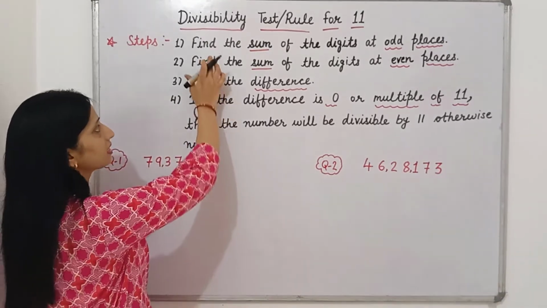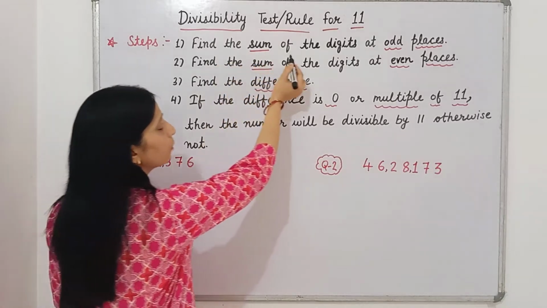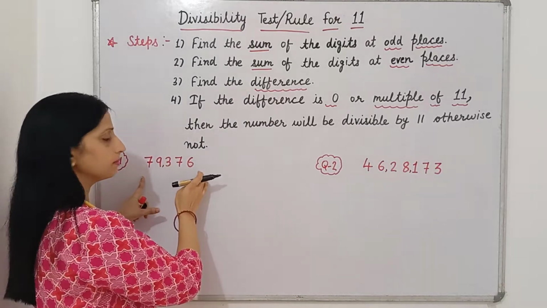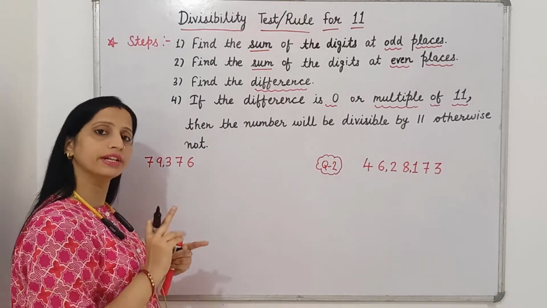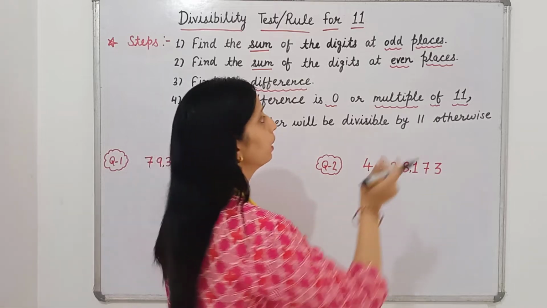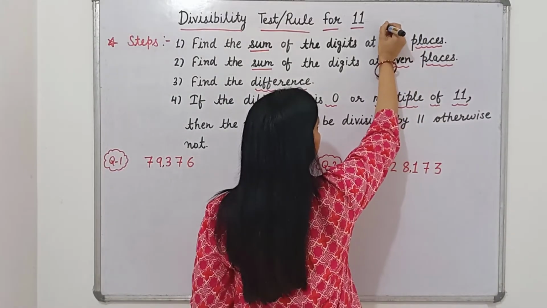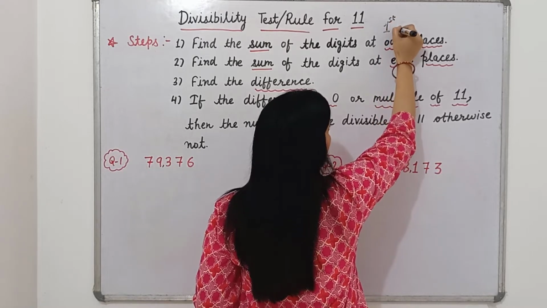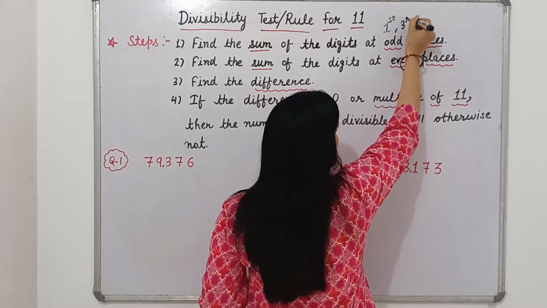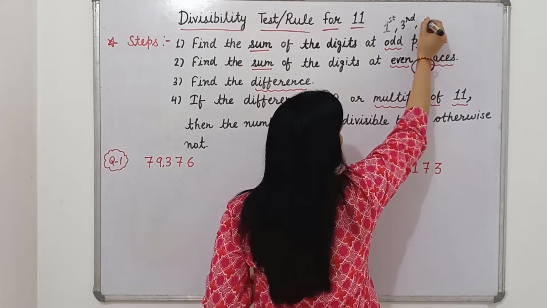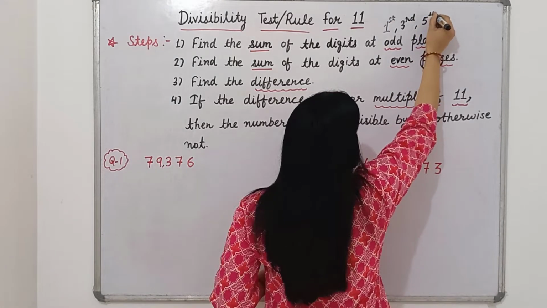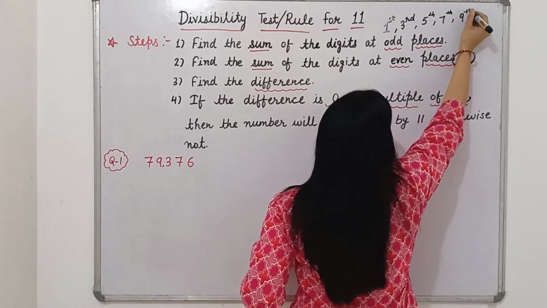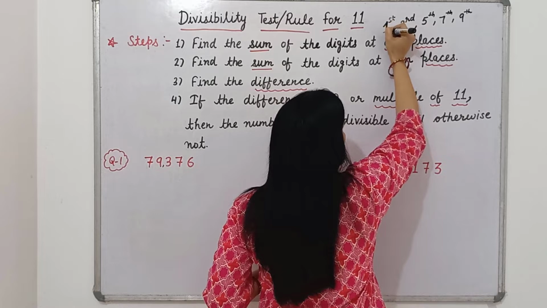Now here the first step is to find the sum of the digits at odd places. Means in a given number we will find the sum of the digits which are at odd places. Odd places means the digits which are at the first place, third place, fifth place, seventh place, and ninth place, and so on.